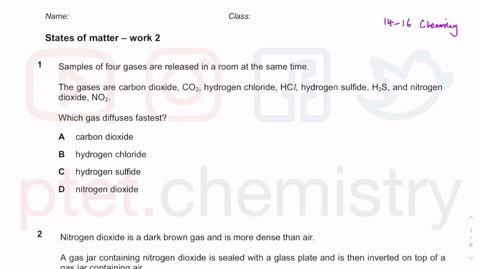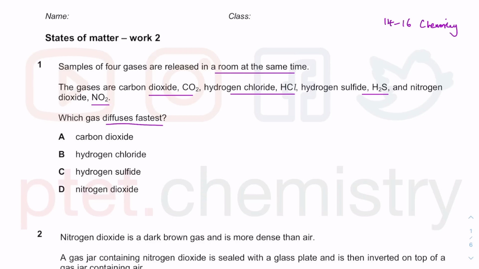Anyway, in these first questions, we have samples of 4 gases and they are released in a room at the same time. So we're given the formula together with the name. You should be able to recognize the name from the formula. You should be able to recognize the formula from the name. These are the kind of thing you have to get used to as I cover in the lecture tutorials, some of the common molecules as well as the names and the formula associated with these things. Hydrogen chloride is HCl, hydrogen sulfide H2S, and nitrogen dioxide, similar to carbon dioxide, but instead of carbon you got nitrogen. The dioxide simply means 2 oxygen.